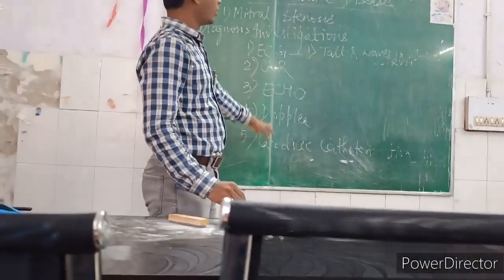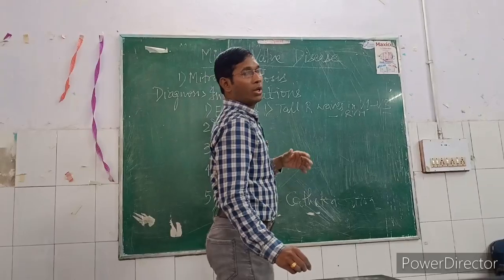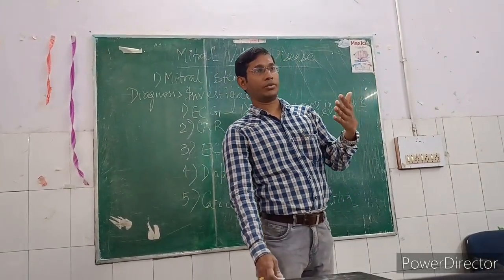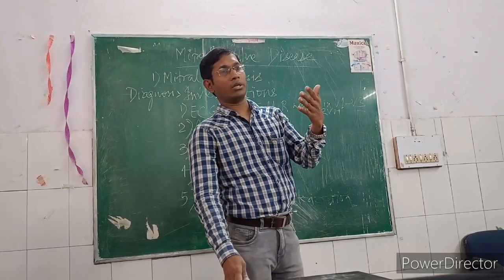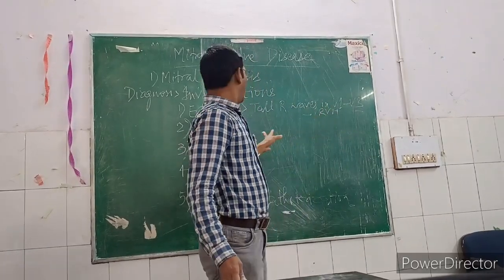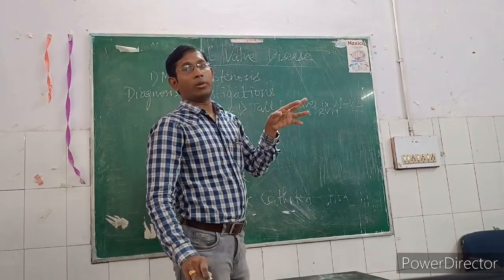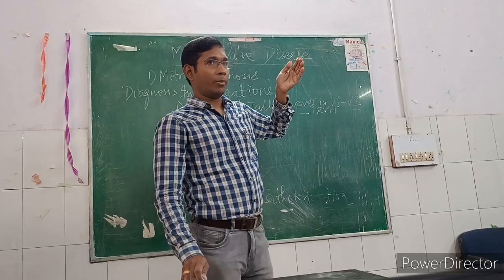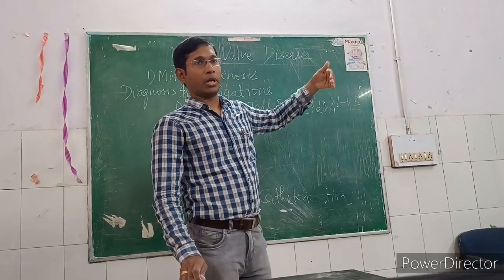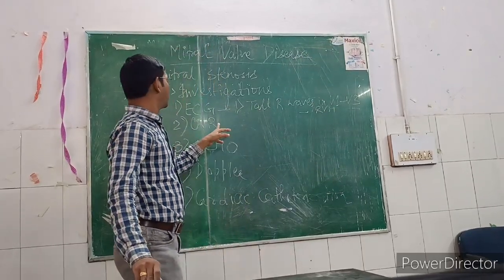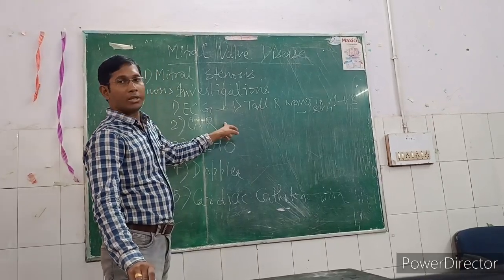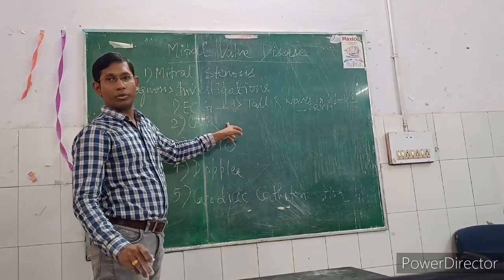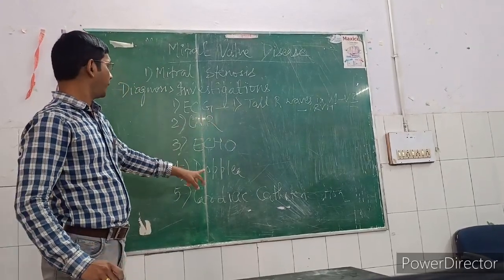In chest X-ray, what can we find? There will be an enlarged left atrium and left atrial appendage. And number 2, there will be pulmonary venous congestion. In mitral stenosis, there will be back pressure on the pulmonary veins, and that will lead to pulmonary venous congestion. These are the two findings in chest X-ray.